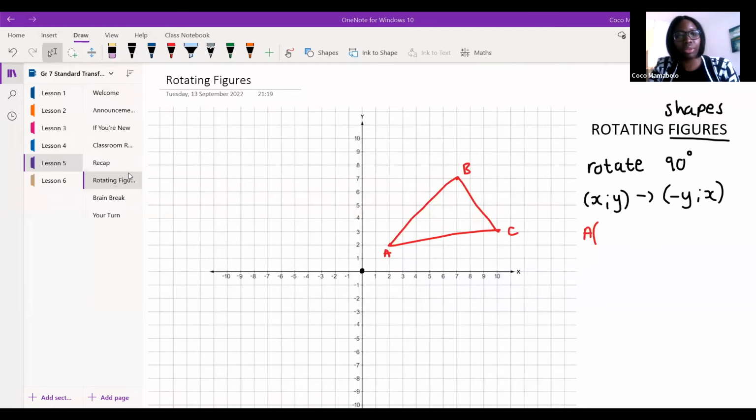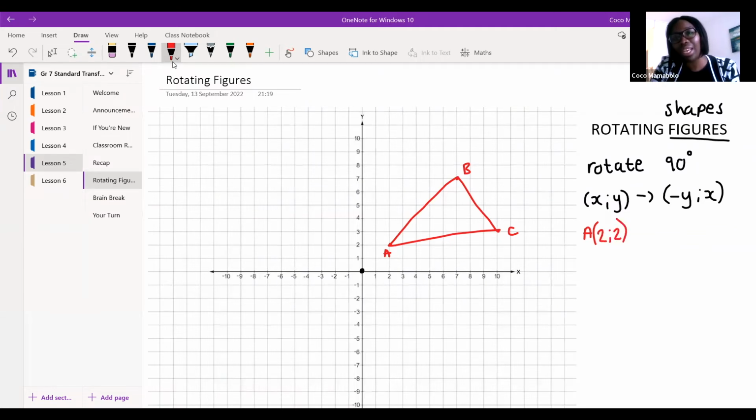Thank you, Saneliso. Excellent. It's 2 and 2. Right. Thank you, Caleb. Excellent, 2 and 2. So now what's going to happen is, I'm going to write here A, 2 and 2.